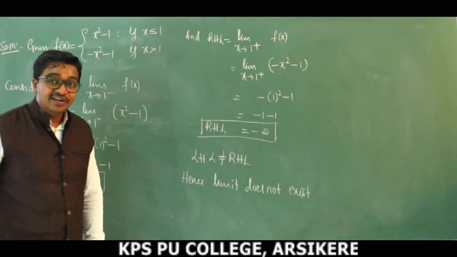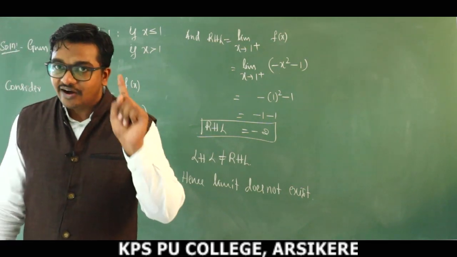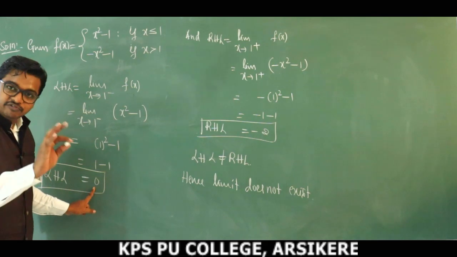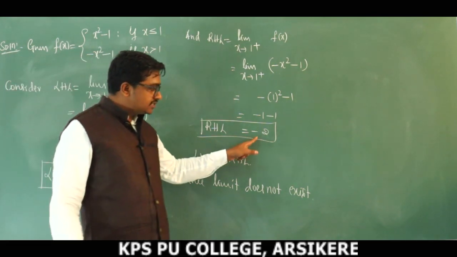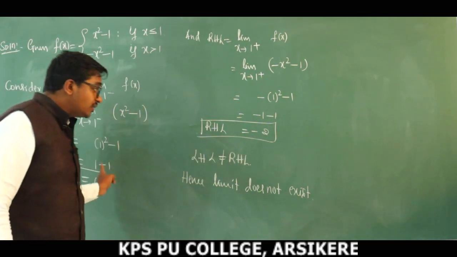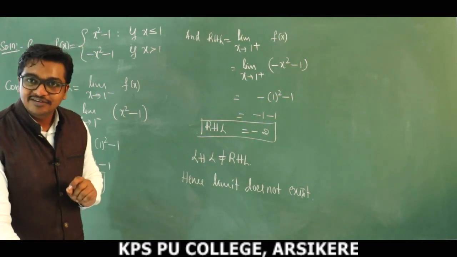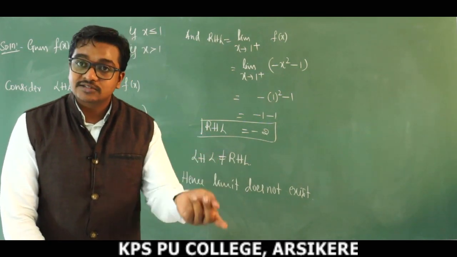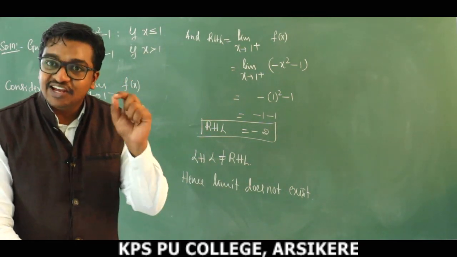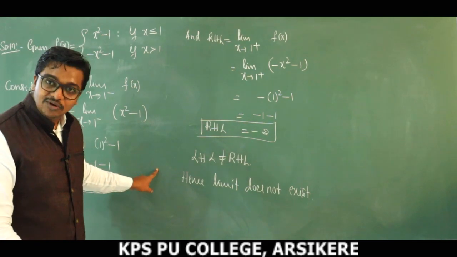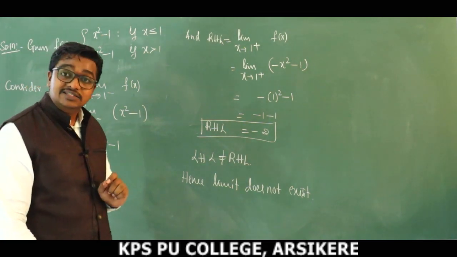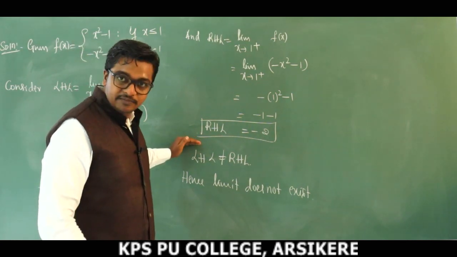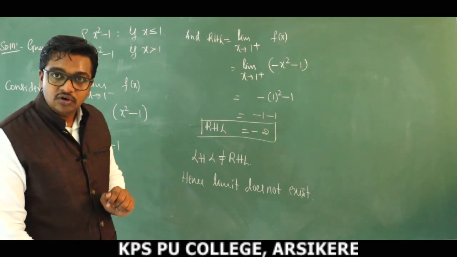The limit exists only if both LHL and RHL exist. LHL exists means it must be a finite quantity. RHL exists means it must be a finite quantity. Here both exist but they are not equal. The limit exists means both LHL as well as RHL exist and they are equal. But here they are not equal, so the limit does not exist for the given function. This is the method. Take a pause and note down all the things I have written here.